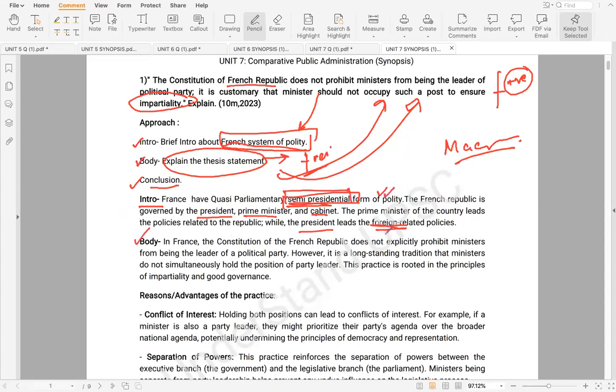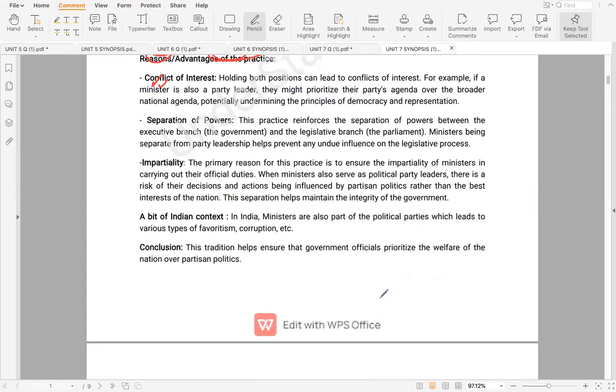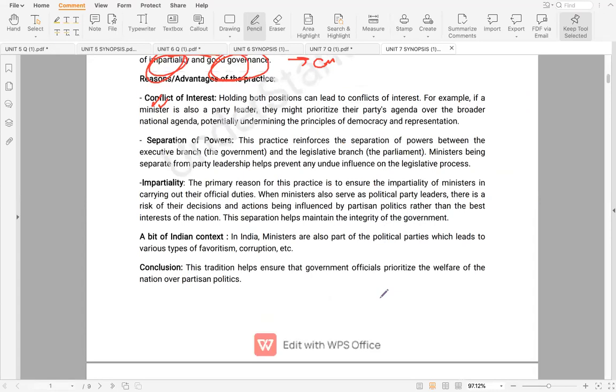Body: in France, the constitution of the French Republic does not explicitly prohibit ministers from being the leader of a political party. However, it is a long-standing tradition, just another word for custom, so that you can make the examiner better understand, that ministers do not simultaneously hold the position of a party leader. This practice is rooted in the principles of impartiality and good governance and avoids conflict of interest. So you are repeating it, but also trying to add a certain number of new keywords such as impartiality, good governance, and simultaneously do not hold it, so that you can let the examiner know that you have understood the question.